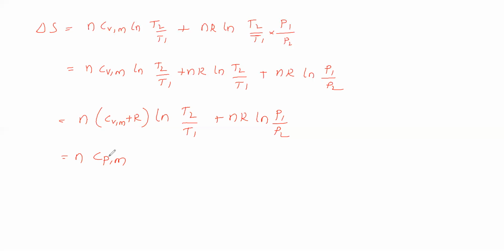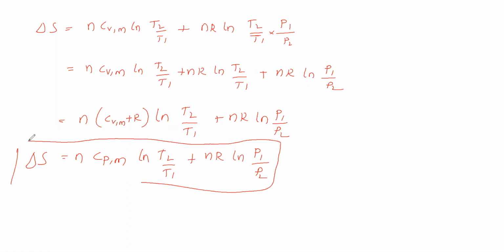CVM means molar heat capacity at constant volume, and CPM is at constant pressure. Cp means constant pressure, Cv means constant volume. So delta S is equal to nCPM ln T2 by T1 plus nR ln P1 by P2. Now it is delta S in terms of temperature and pressure. In the previous case, delta S in terms of temperature and volume is given.